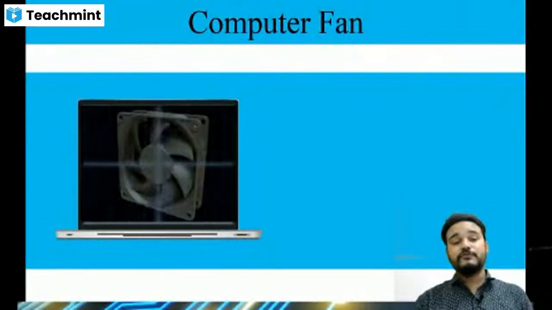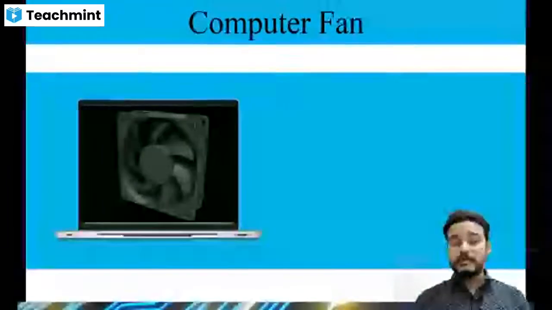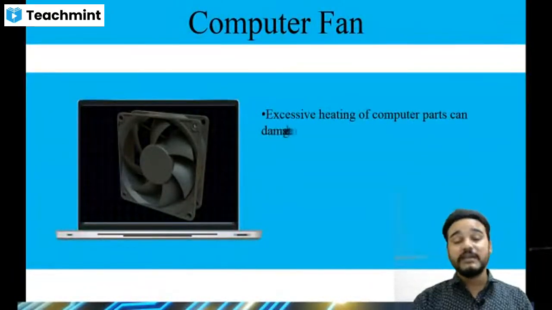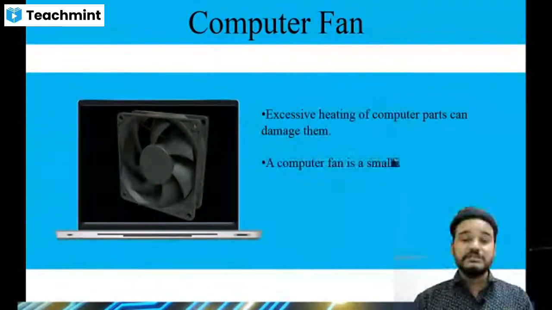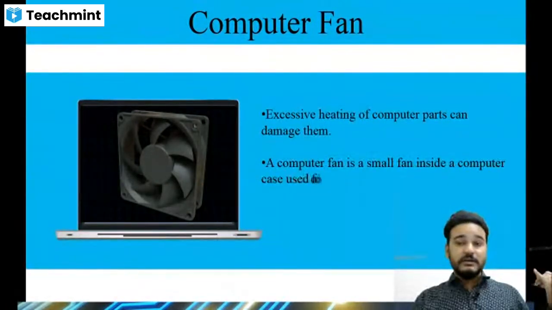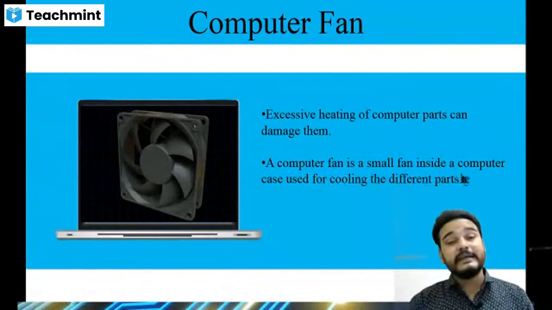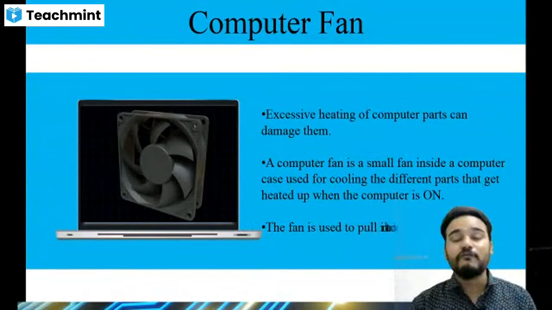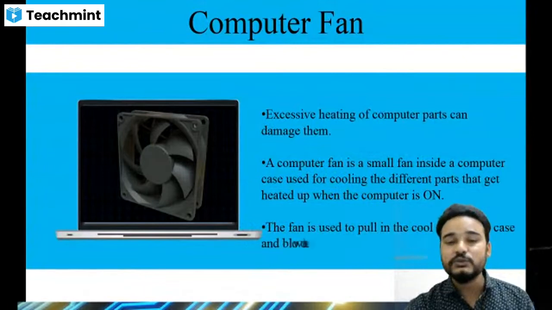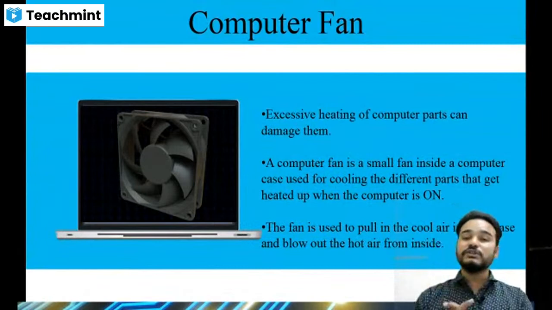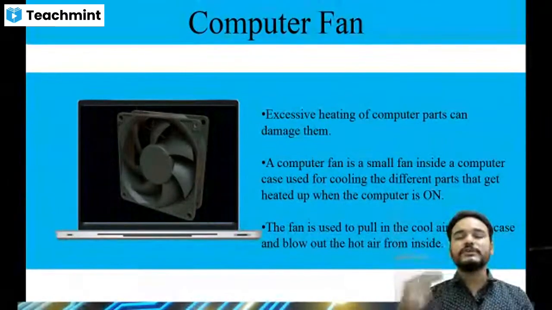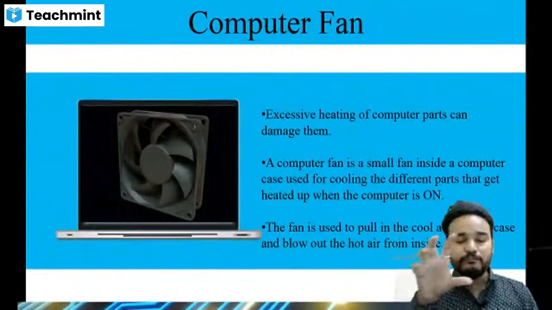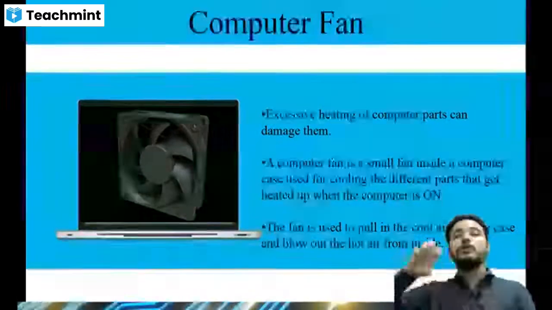Then the computer fan. Nowadays it's too hot out there, okay, it's summer, so it's very hot weather. For heat we are using ACs, then cooler or fan, but inside our CPU we cannot fit an AC or a cooler. So manufacturers have installed small fans in that. What these fans actually do is rotate at very high speed so that the inner hot air is thrown outside.